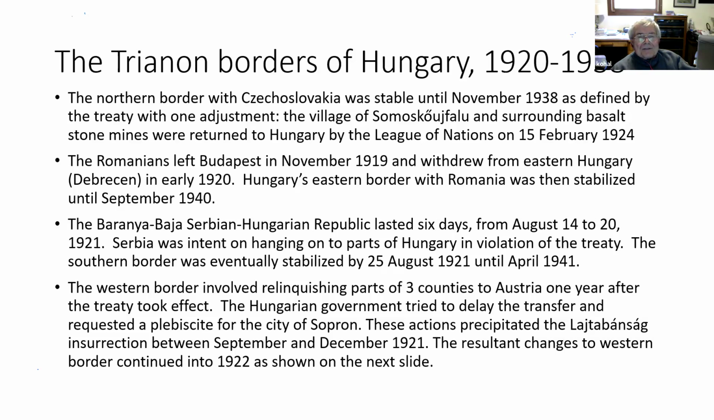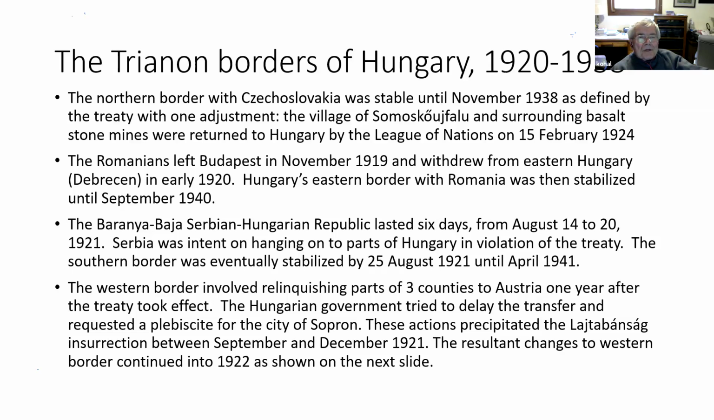The argument was that the basalt being mined around Lake Balaton was not as good as the stuff out of Somoskő. So this guy was friends with one of the generals who was stationed in Hungary, who was responsible for administering things with the League of Nations. So he was able to convince this general to push through the League of Nations the return of this village and the surrounding mines to Hungary. So that happened in 1924.